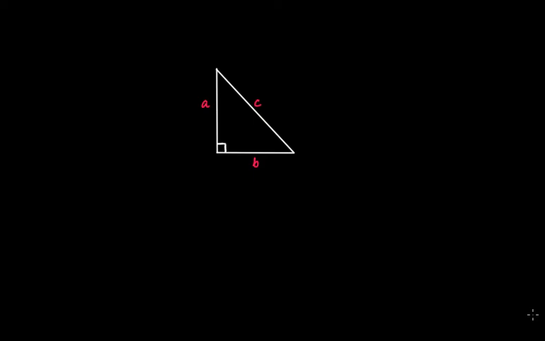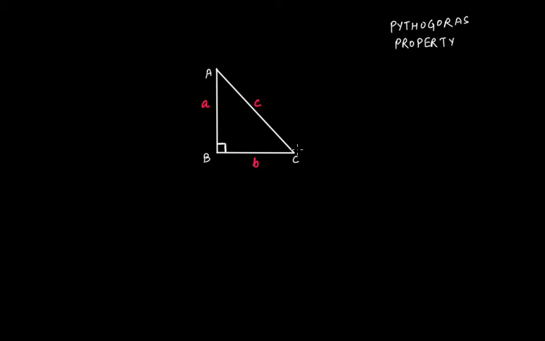What I want to discuss now is Pythagoras property. We have this triangle here, and let's name it A, B, and C.